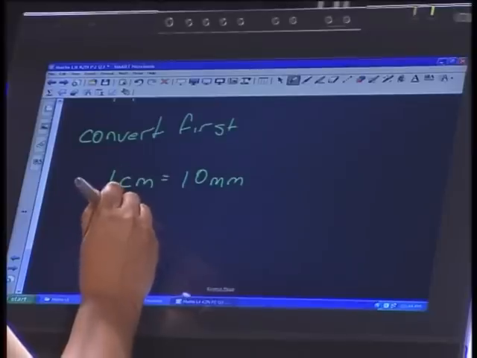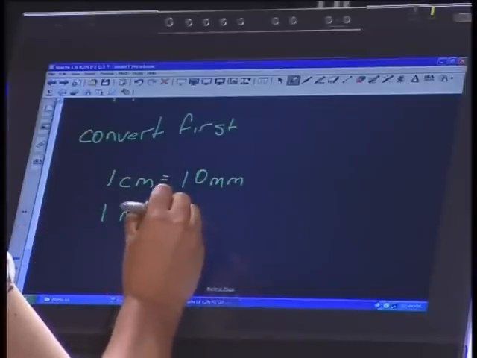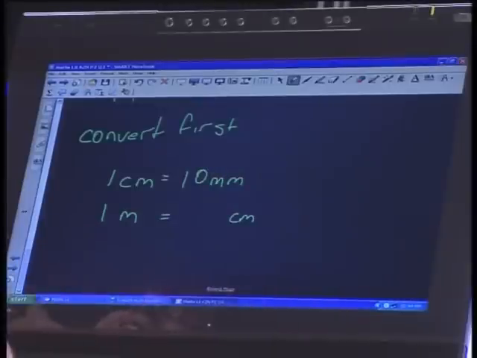Now let's talk about centimeters. If I think about a meter, can you picture a meter? A meter is if you take a big step. Now we want to know how many centimeters are in that big step. How many centimeters in a meter? Is it 10 centimeters?